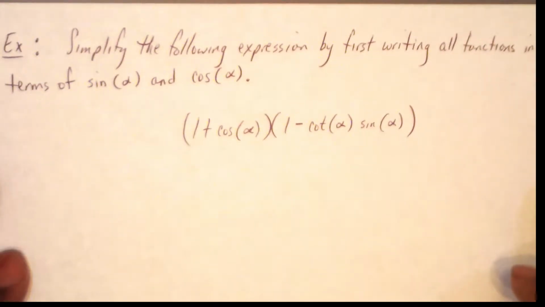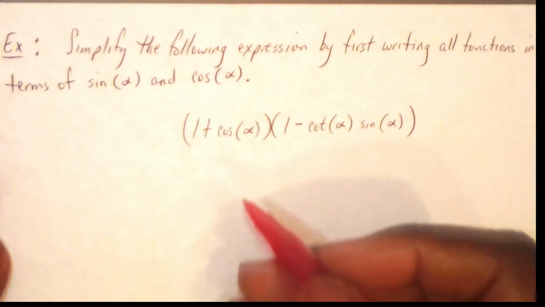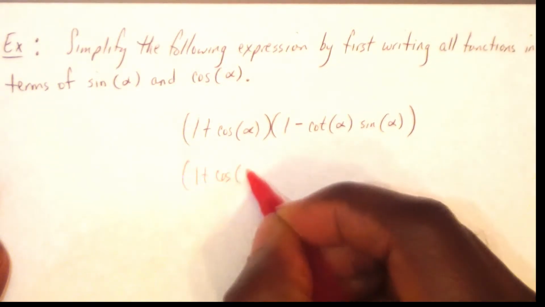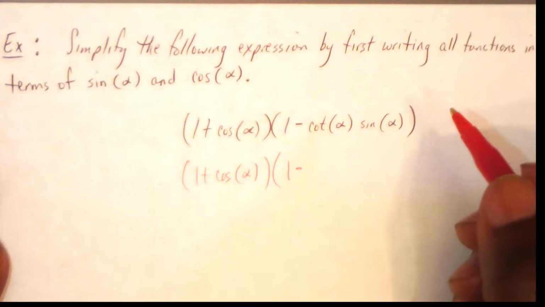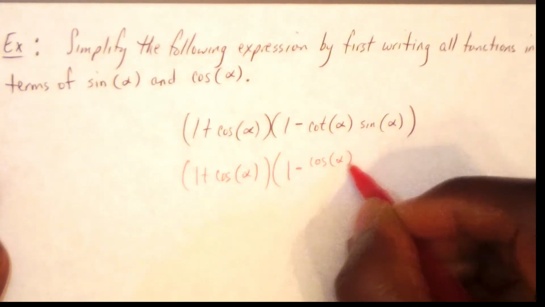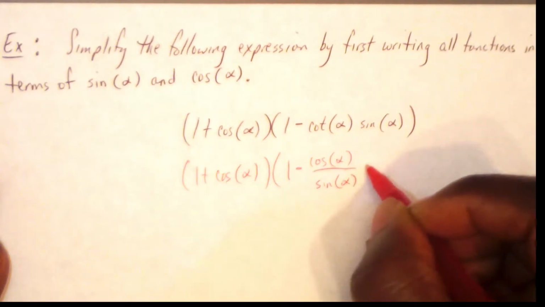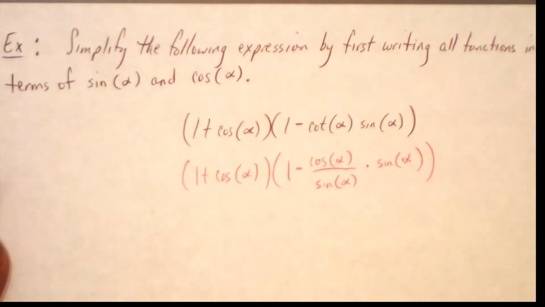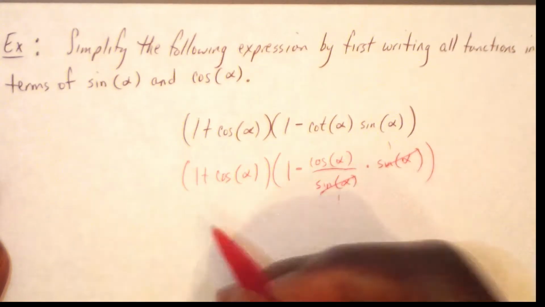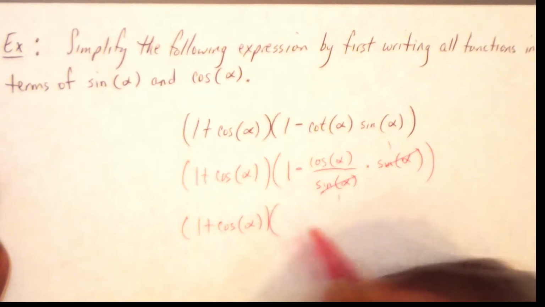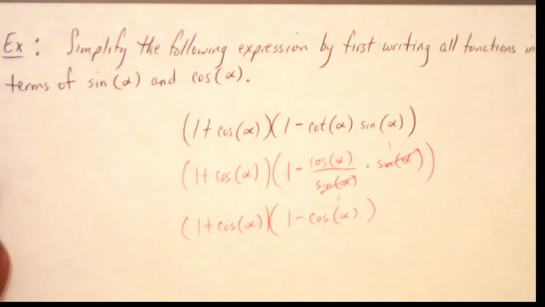So for this example, we want to simplify the following expression by first writing all functions in terms of sine alpha and cosine alpha. Okay. So in doing this one, just going to start off copying what we have. And then for cotangent, we know that cotangent is the reciprocal of tangent. So that would be cosine of alpha divided by sine of alpha. And then all that multiplied by sine of alpha. So you see here in this last term, we have the sine alphas reducing to 1. And now what we have left is just 1 plus cosine alpha times 1 minus cosine alpha.